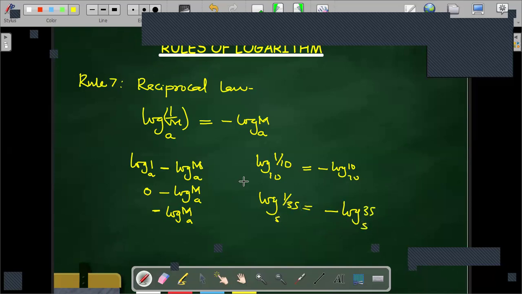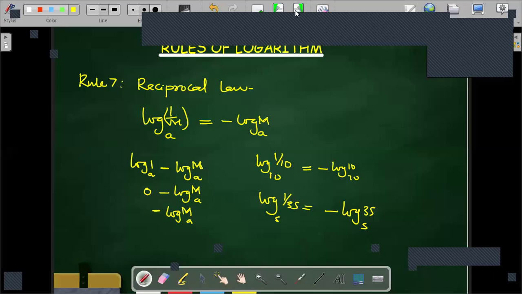So we are still going to see further examples that use combinations of these laws, because typically most questions require you to use a combination of all these laws to arrive at a simplified answer.